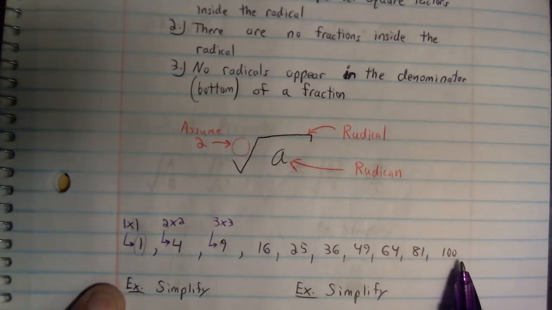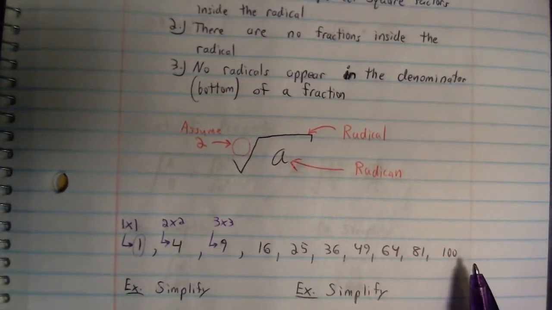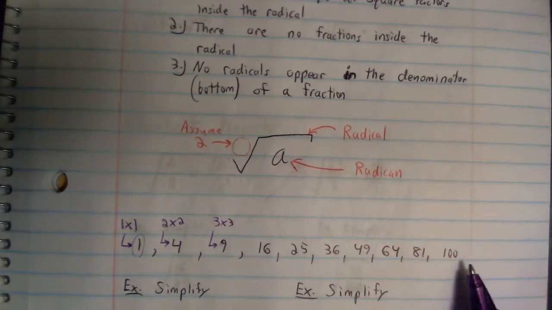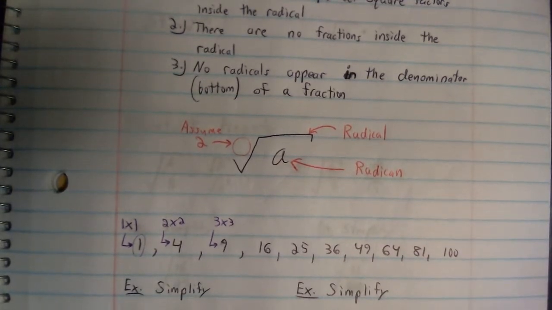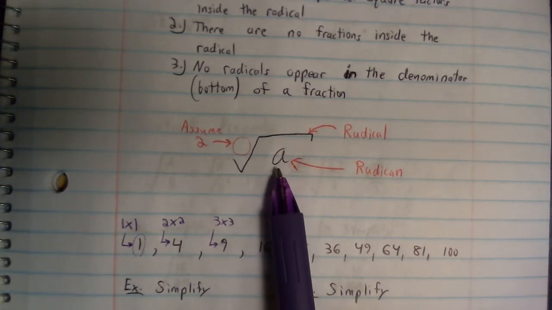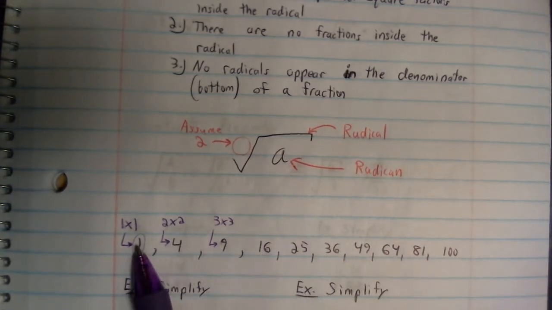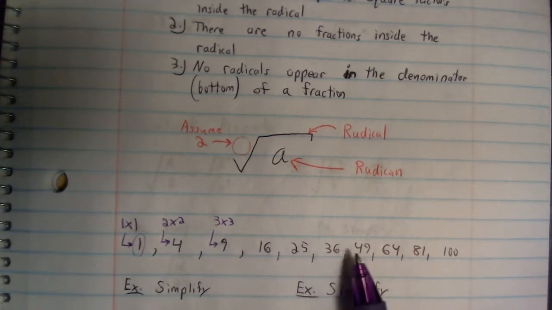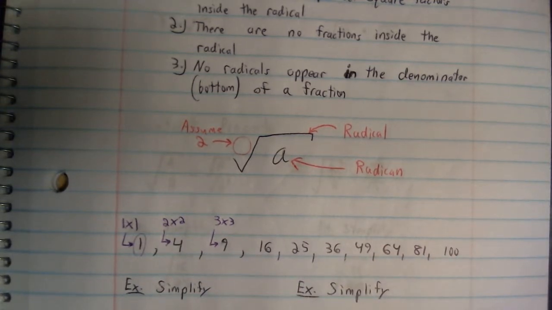Now I only have the first 10. I suggest that you memorize the first 15. So the next one would be 121, 144, 169, 196, and 225. Those should probably be added onto this list for you to memorize. So we're going to be looking to see if we can multiply two numbers to get the radicand, one of them being one of these numbers. That's going to be our strategy.